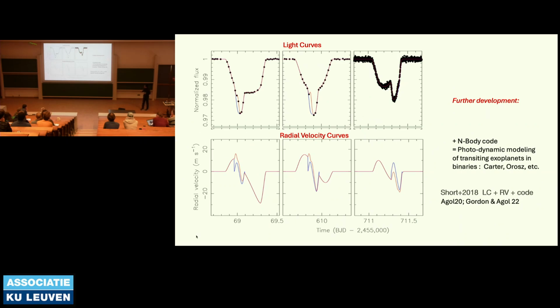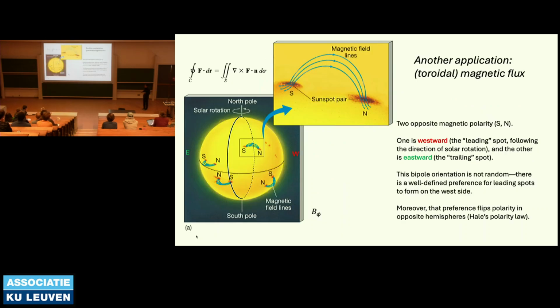This technique has later been improved by calculating the radial velocity curve as well in multiple transits and multiple eclipses. If you use this method with an n-body code, you can do photodynamic modeling. This has been applied to exoplanets around binary stars. So this is very nice. The benefit is that this is very, very fast. You don't have to integrate your surface.